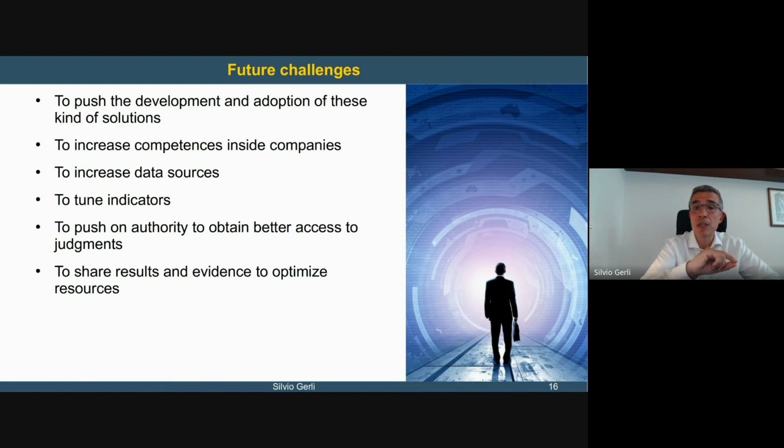To push on authorities to obtain better access to judgments. This, in Italy for instance, but in Europe it's difficult to collect them even if they are public. And to share results and evidence to optimize resources. So every company makes analyses, and if it could share the results, it could be helpful for everyone.